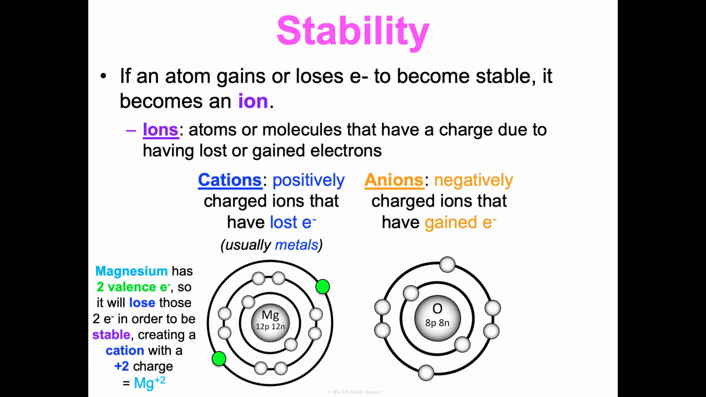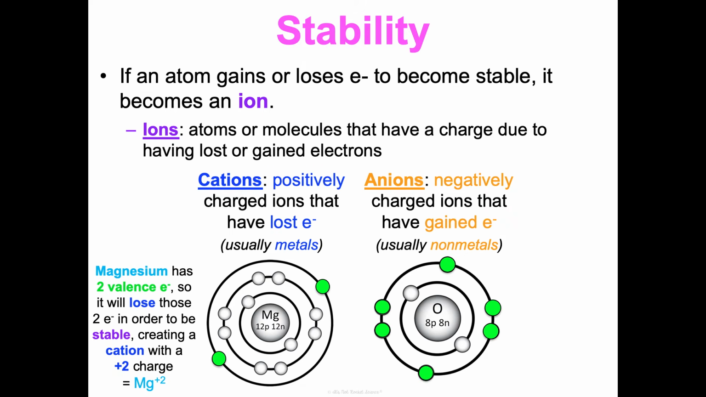Okay, on the other hand, we have anions. These are negatively charged ions that have gained electrons in order to become stable. And this is what we typically see in nonmetals because, again, nonmetals are on the right side of the periodic table. They're in groups 15, 16, and 17. They have 5, 6, 7 valence electrons. It makes more sense for them to gain 1, 2, or 3 electrons than try to lose 5, 6, or 7 electrons.